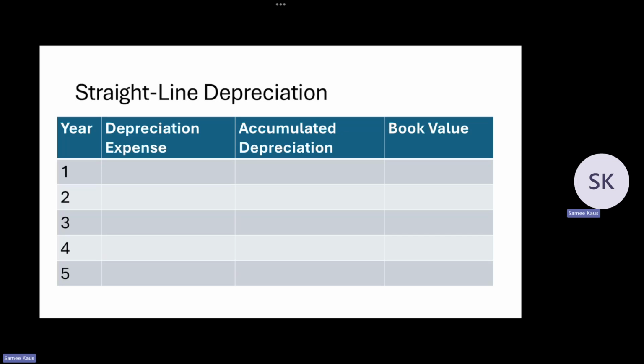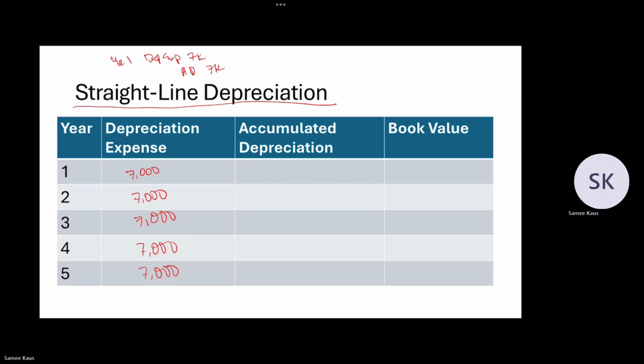I think this could be helpful because if you think about it, under straight line depreciation I take the same amount of depreciation expense every single year. So I can fill out 7,000 in my depreciation expense every single year because I know that's what I do under straight line. So in year 1, I book this journal entry: depreciation expense, $7K, accumulated depreciation, $7K. In year 2, I book this journal entry: depreciation expense is $7K, accumulated depreciation of $7K.